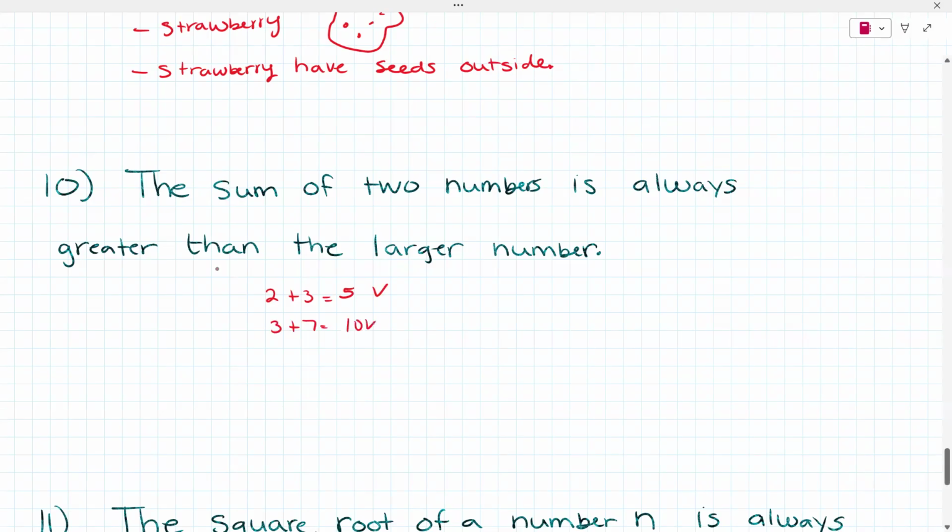That's 10. So they say two numbers. It didn't say both numbers have to be positive. One could be a negative. So an example would be like 5 plus negative 3. That gives you 2. So this 2 is less than 5. So this is where it's false. This, 5 plus negative 3, would be the counterexample that shows the conjecture is false. So yeah, 2 is less than 5.